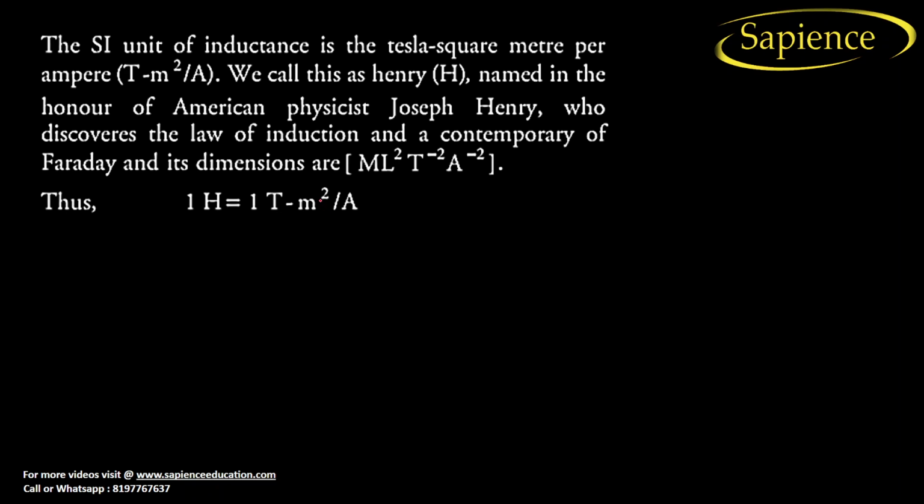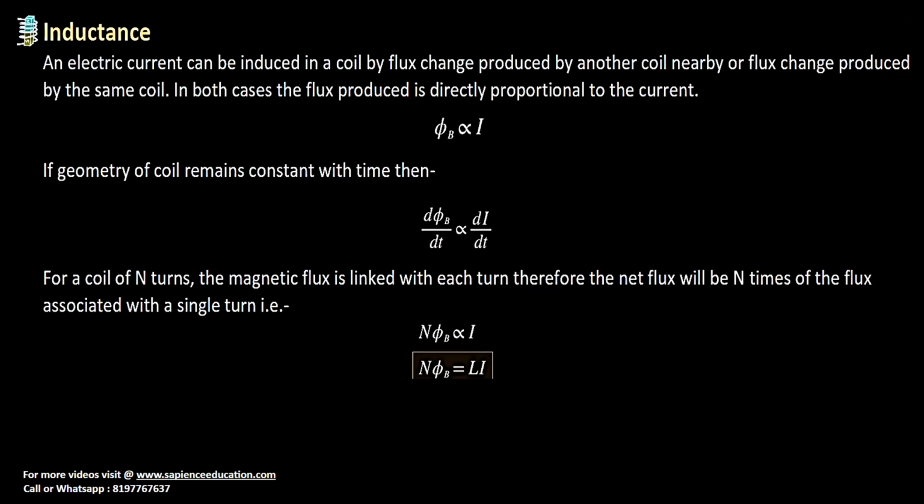Okay. Now the SI unit of inductance is Tesla square meter, and we call this Henry. 1 Henry is equal to 1 Tesla meter square per ampere.